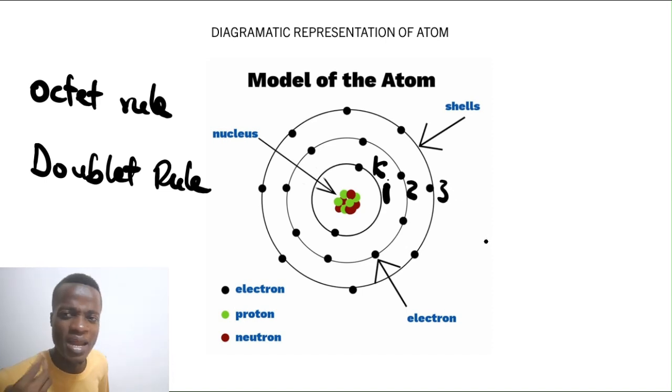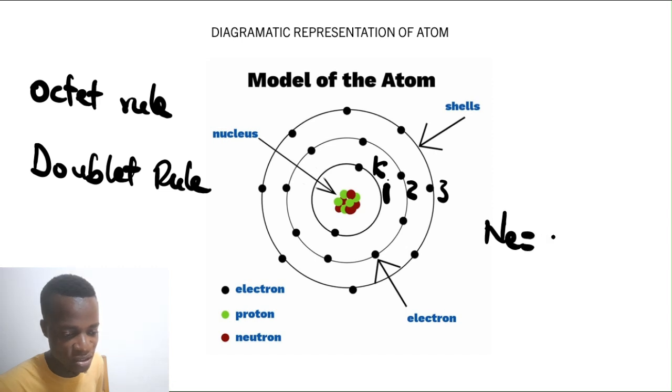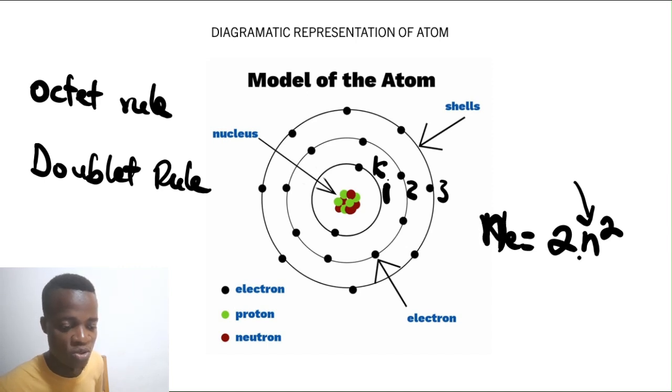Okay. So now the number of electrons that a shell can host. The number of electrons that a shell can host follows this formula. They say the number of electrons on a shell is going to be 2n squared, where n is the number of the shell. I mean the number of electrons is 2n squared, where n is the number of the shell.